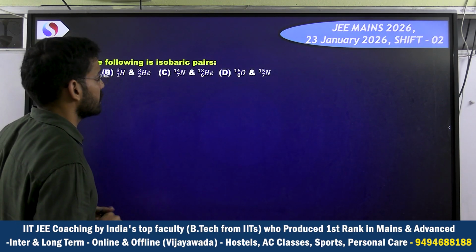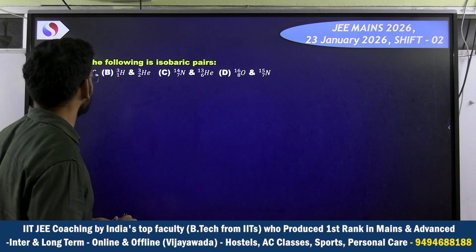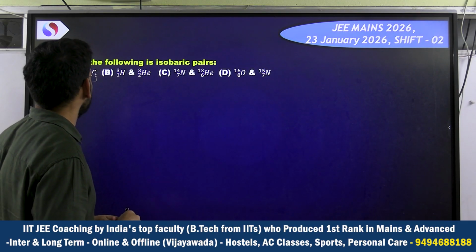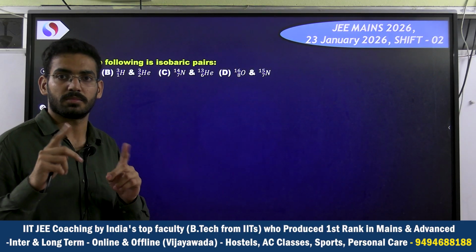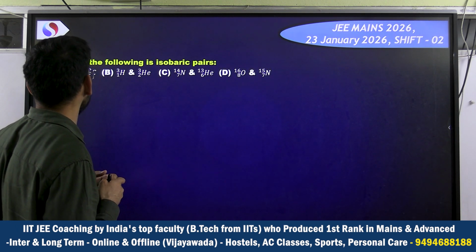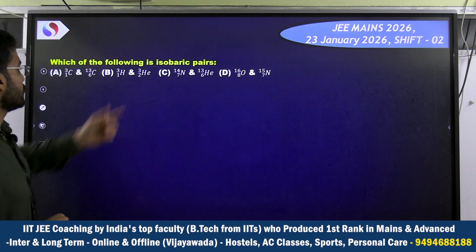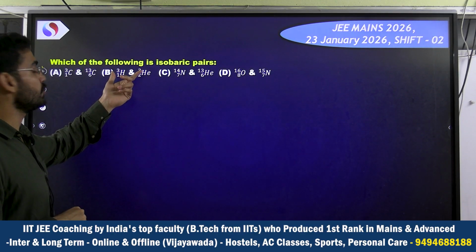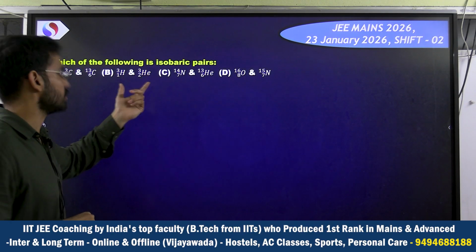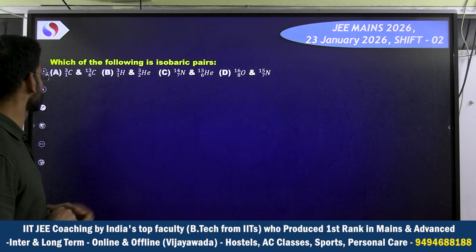I think this is the last question. Which of the following is an isobaric pair, right? For isobaric pairs, the sum of neutrons plus protons should be equal. So here I can say 3, 13, 3, 3. So B option is the correct option. Isobaric, so for that we look at the number of nucleons, proton plus neutron, that is here 3. So 3, 3. B option is the correct answer.